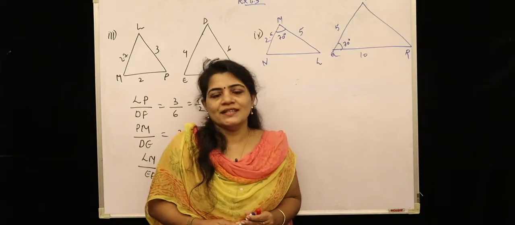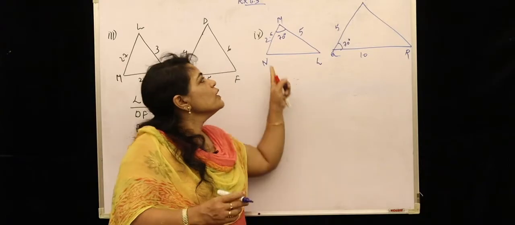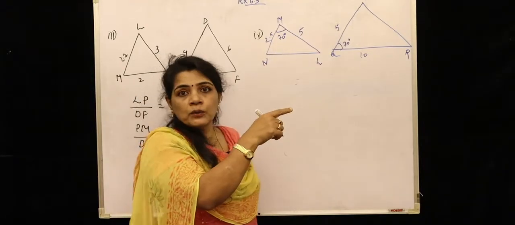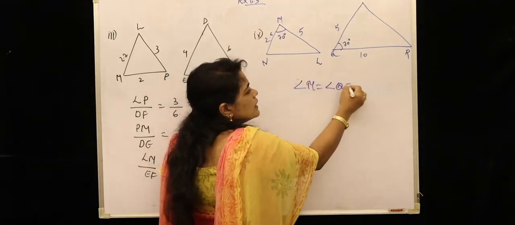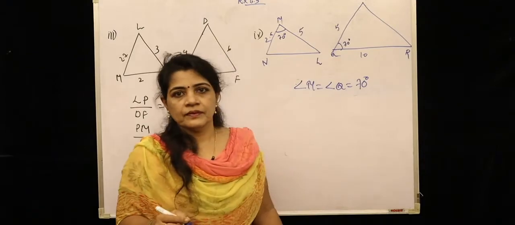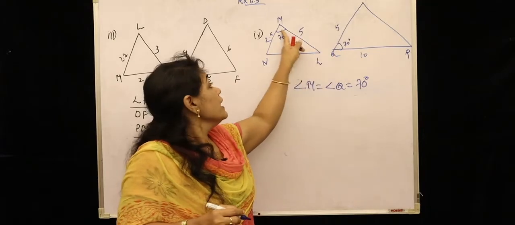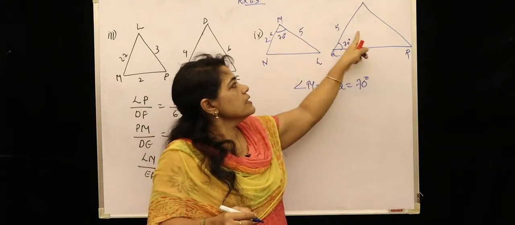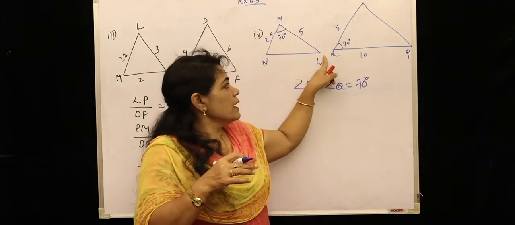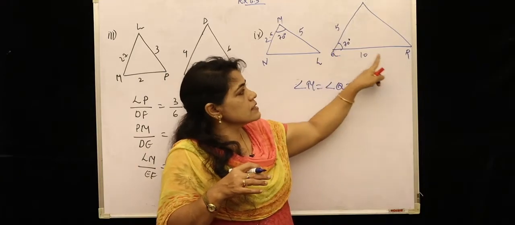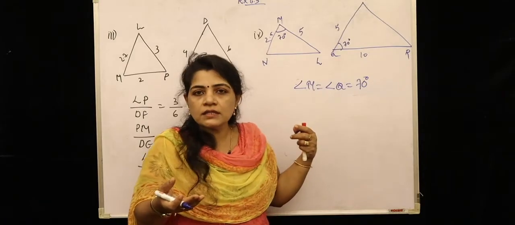Okay, now the fourth question. Here in triangle MNL and in triangle PQR, we are given angle M and angle Q are equal to 70 degrees. That is, it is given that angle M equals angle Q, which is equal to 70 degrees. And the sides including these angles, here MN and in the second triangle PQ, and also ML and the other side including the 70 degrees, QR in the second triangle, if these ratios are the same, let us check.